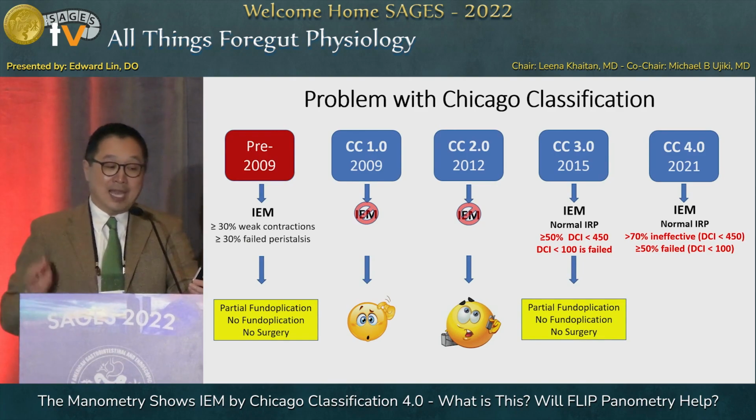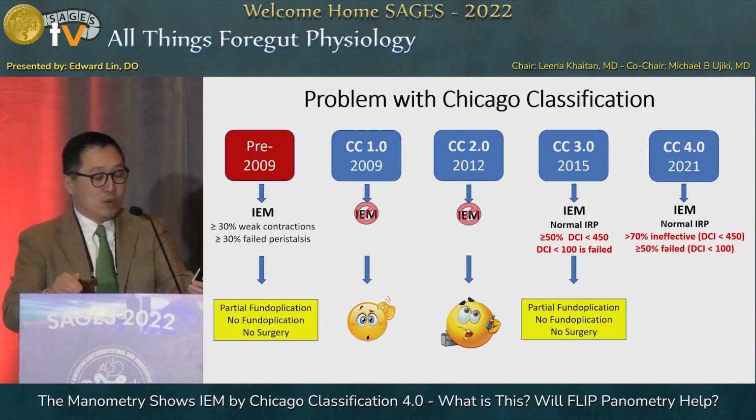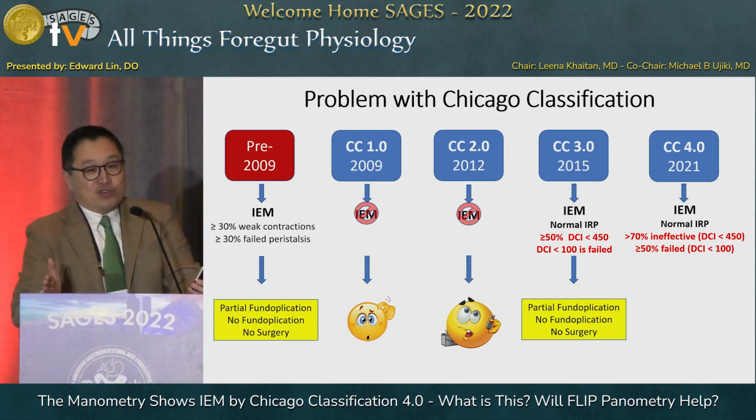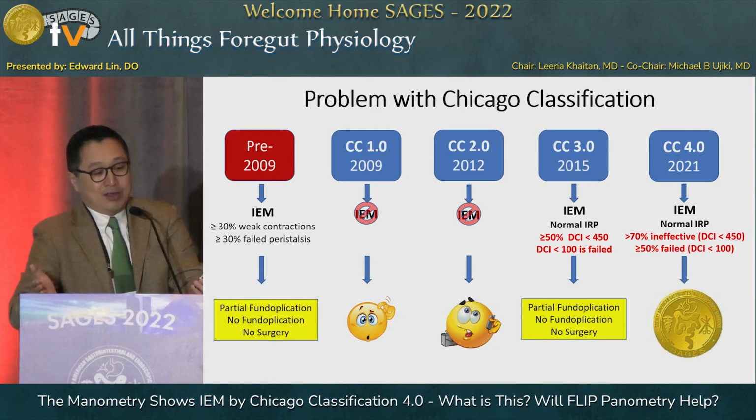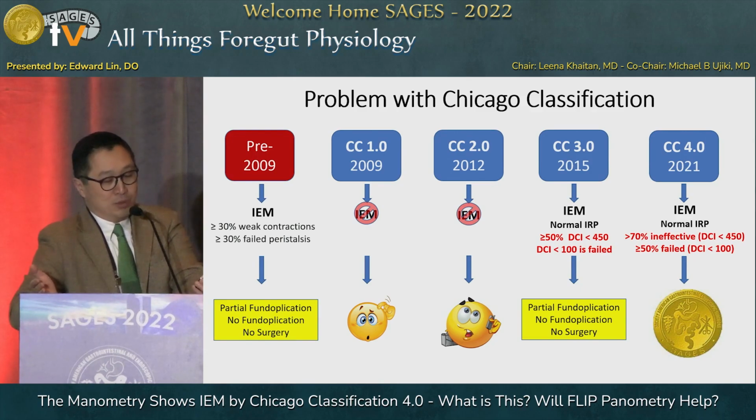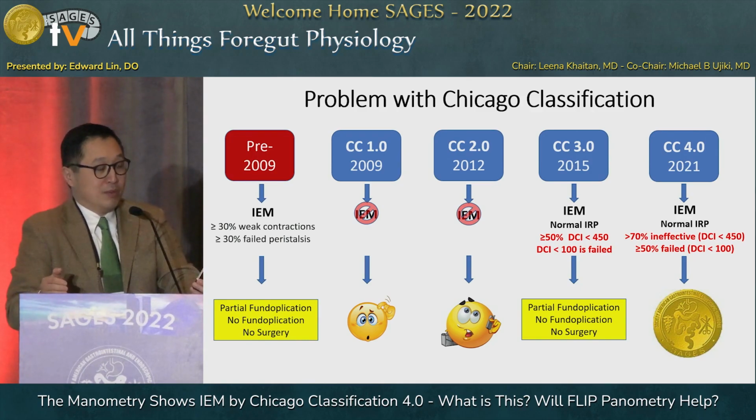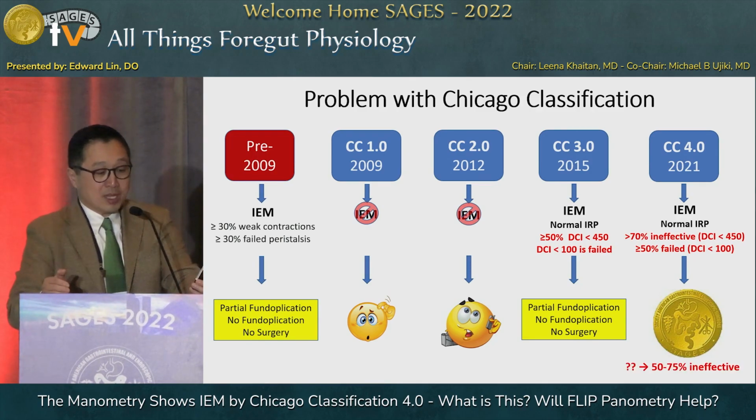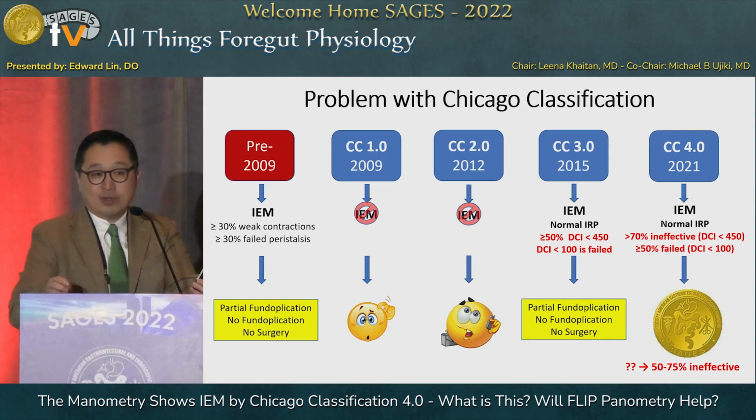In 2015, it came back on the scene with a definition as we had described. And now we have a more stringent definition, and this is why, as SAGES, we're talking about this. What do we do? Especially for those people who are between 50 and 70%, 75% ineffective swallows. What do you do with these patients?